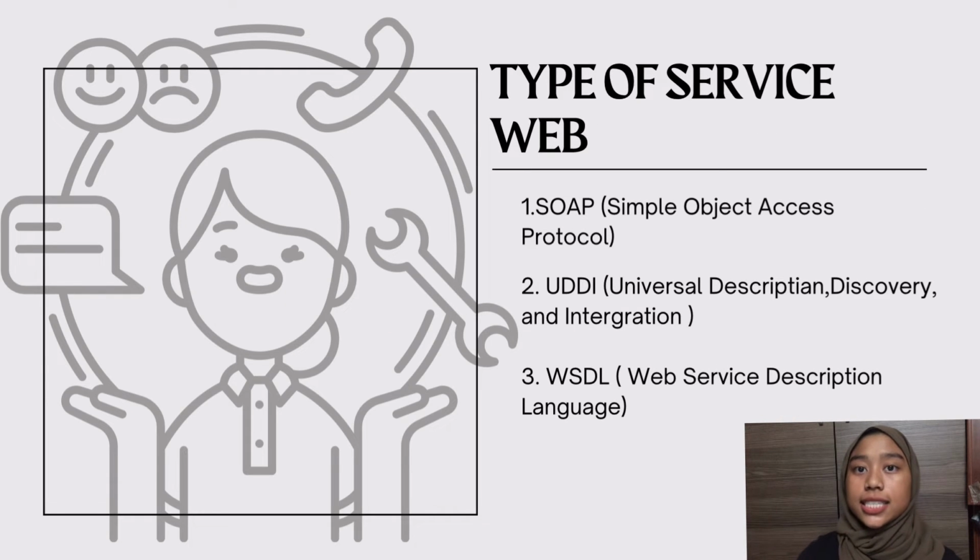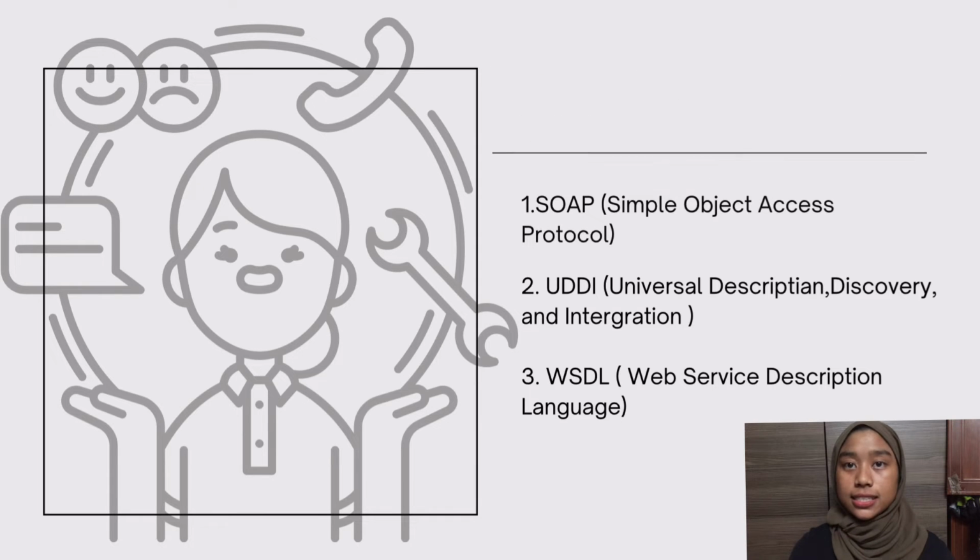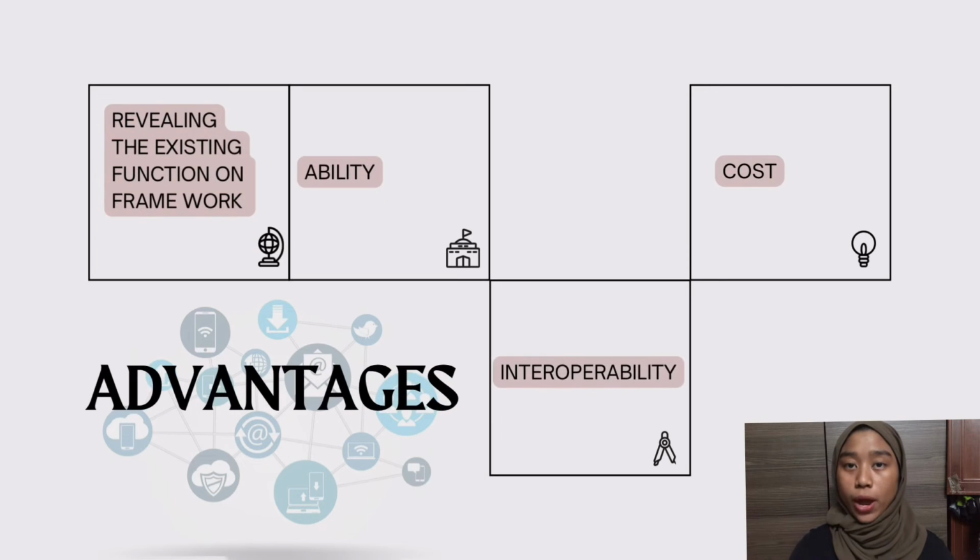There are three types of web service, which are SOAP, Simple Object Access Protocol. Second is UDDI, Universal Description, Discovery and Integration. And last is WSDL, Web Service Description Language. Next, the advantage of this web service is revealing the existing function on the framework.